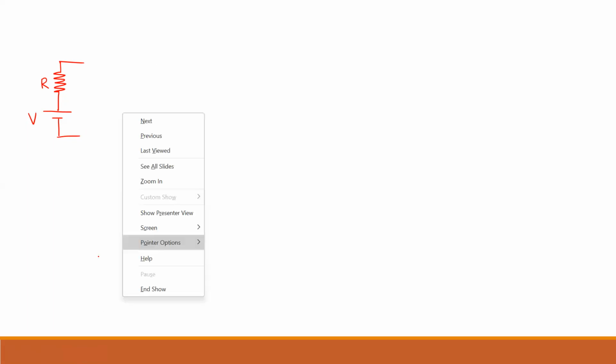Now, as we already saw, we have two types of practical sources: practical current source and practical voltage source. So now we have the practical voltage source, where a resistor is connected in series to the voltage source, V and R. Generally we will draw it like this, where this is V and this is R.